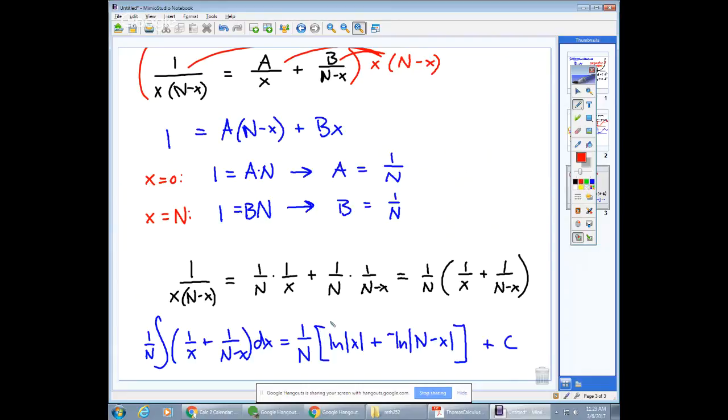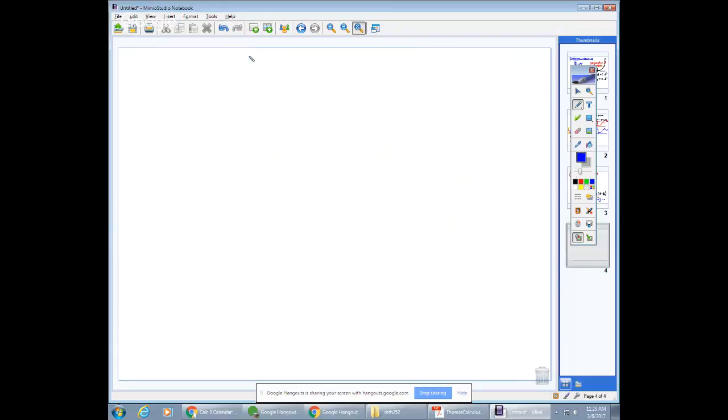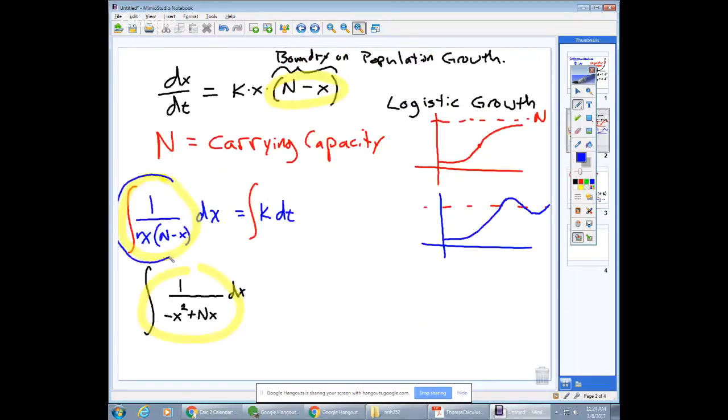And then this is going to clean up a bit, because basically I have the difference of 2 logarithms. So, next page, I have 1 over N times the natural log of the absolute value of x over N minus x, and then plus C. Now here we've cleaned up the left side of that equation. We just calculated that guy right there. We next need to calculate that right there.